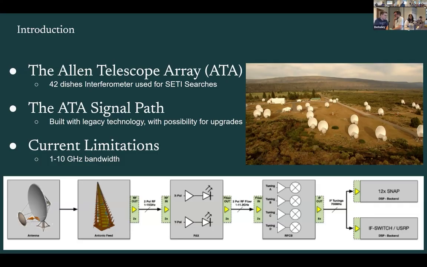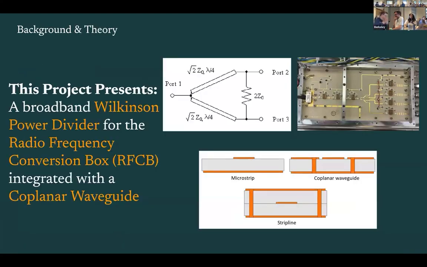Previous interns worked on the PACs. There's new Antonio feeds, but to try to expand the bandwidth of this array, there can be upgrades to RFCB. And one component in the RFCBs, the radio frequency conversion box, that can possibly be upgraded is this power splitter. Alex, my mentor, suggested let's try making a Wilkinson divider for this. It's a pretty strange and kind of novel idea, because Wilkinson dividers are generally not broadband components.